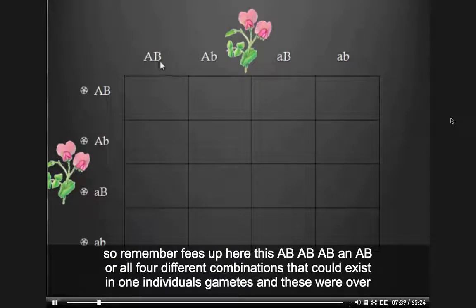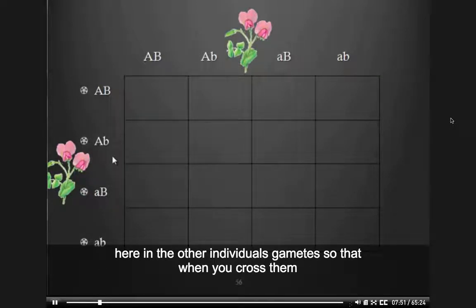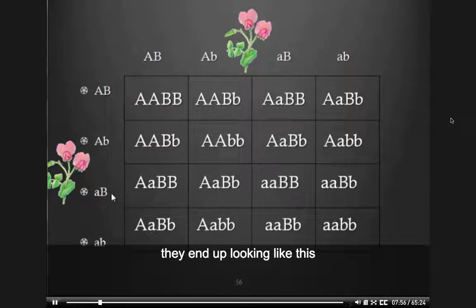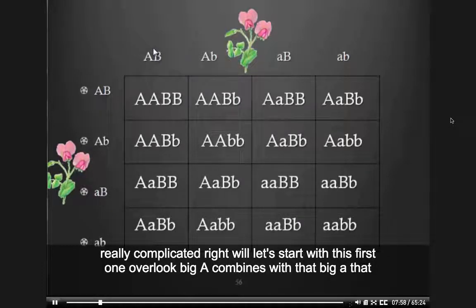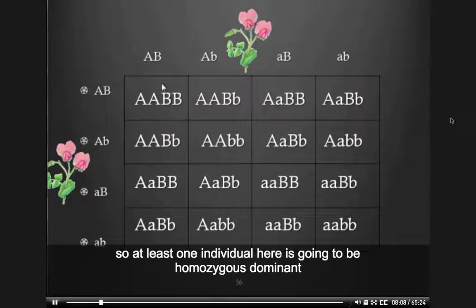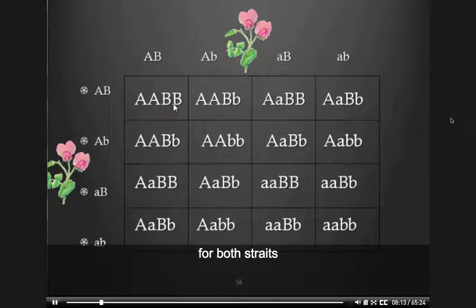So, remember, these up here, this AB, Ab, aB, and ab, are all 4 different combinations that could exist in one individual's gametes, and these over here in the other individual's gametes. So that when you cross them, they end up looking like this. Really complicated, right? Well, let's start with this first one over here. Look, big A combines with that big A, that big B combines with that big B, and this is what you get. So at least one individual here is going to be homozygous dominant for both traits.